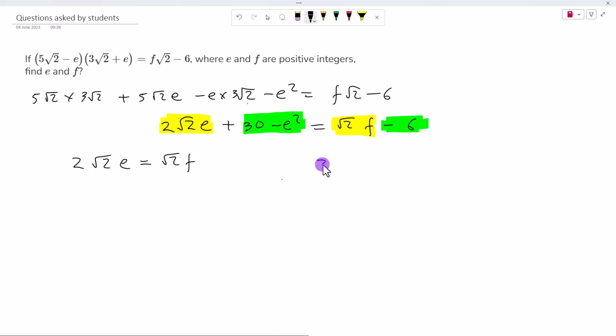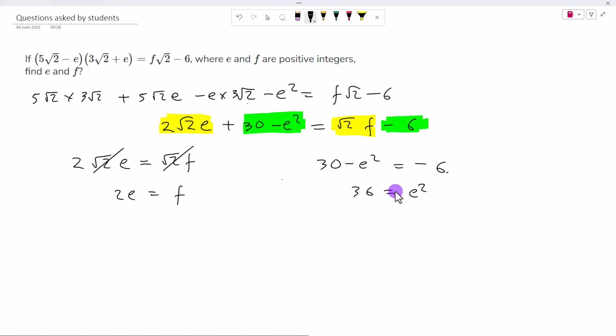And on the green bit, we've got 30 minus e squared must equal minus 6. So we can cancel out the root 2s here straight away. So we know that 2e must equal f. Now from here, we can get the e squared to this side and the 6 to this side. And we get 36 equals e squared.